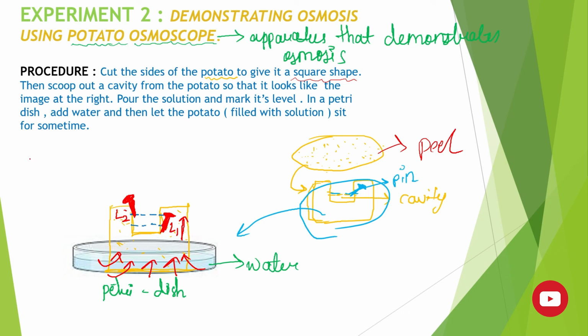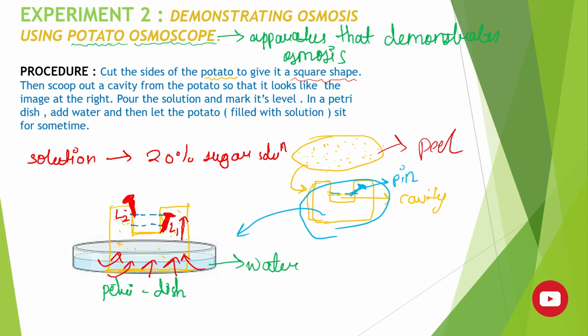What solution have we taken here? We can take 20% sucrose solution, 20% sugar solution, or we can just simply take sugar solution. But if you want to carry out this experiment at your home, then you do not need 20% sucrose solution. What you can simply do is cut a potato, peel it, give it a square shape, make a hollow cavity in it, and then use powdered sugar.